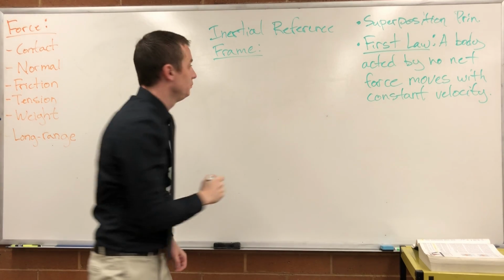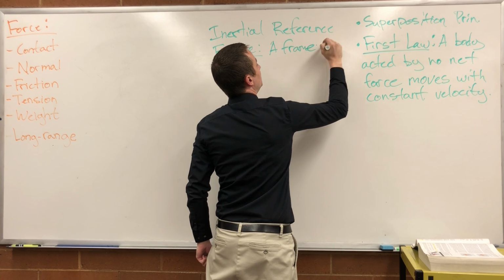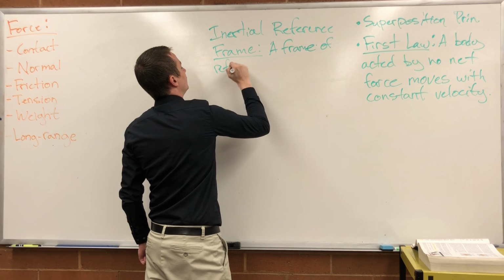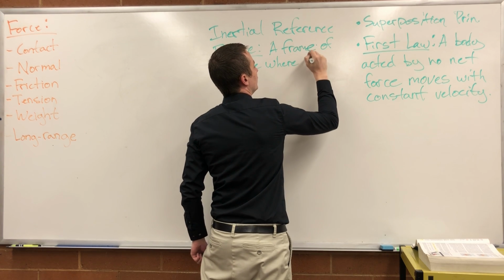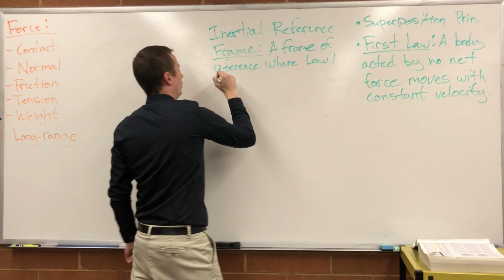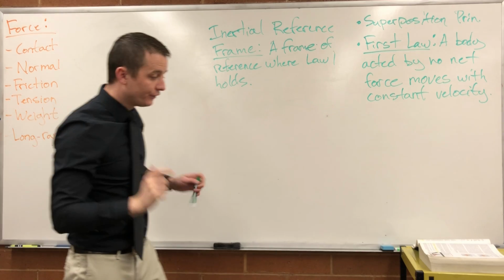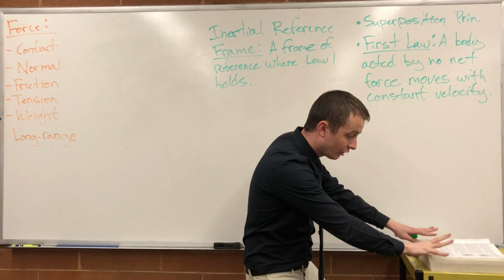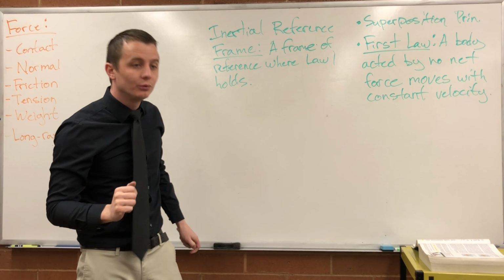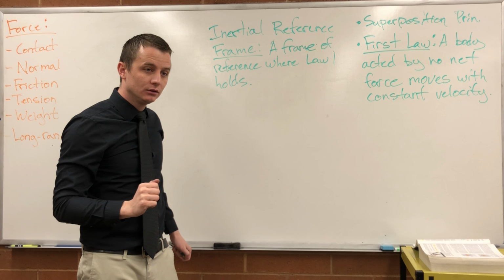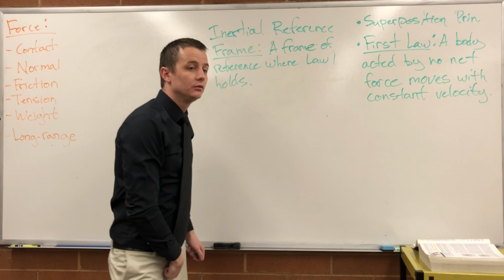An inertial reference frame is a frame of reference where law 1 holds. So if in your reference frame, when it looks like there's no net forces acting on an object, its velocity is constant, you're in what we call an inertial reference frame. What do you have to be an inertial reference frame?